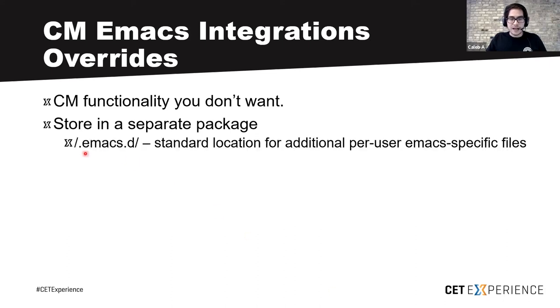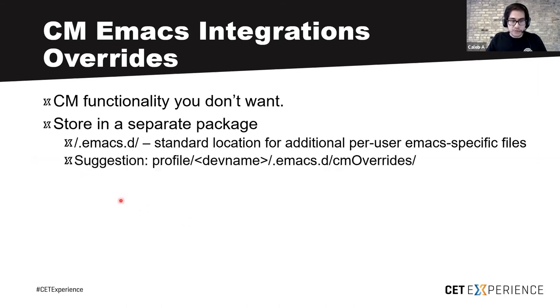But I typically use .emacs.d. This is a standard location in Emacs world for per user specific files for Emacs. So taking this nomenclature, you can add this directory to your profile. That way you know. And I personally use the name CM overrides for this. So name it whatever makes sense to you. Once you have the directory set up, you can drop in a new EL file and make a new defun that has the same name as a known CM Lisp function that you don't want.